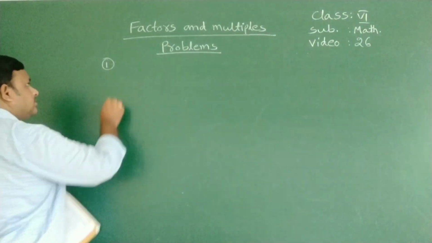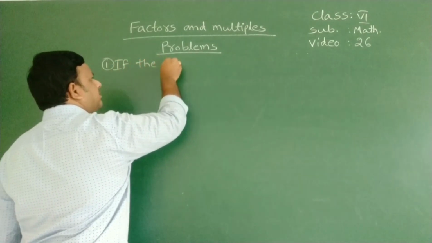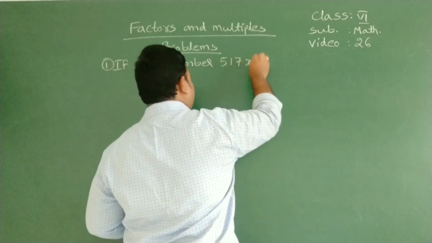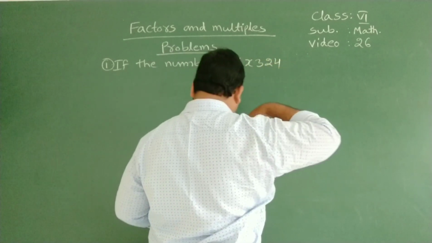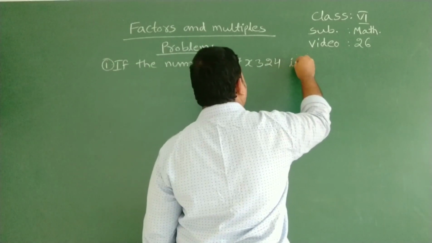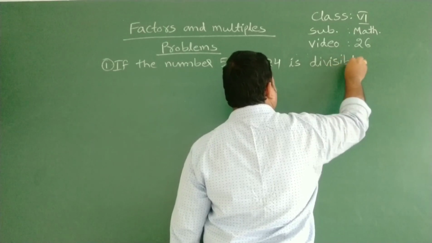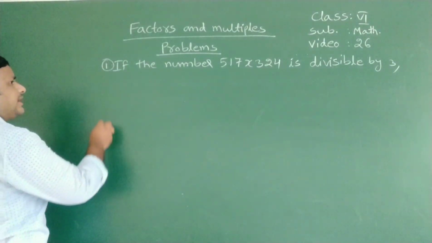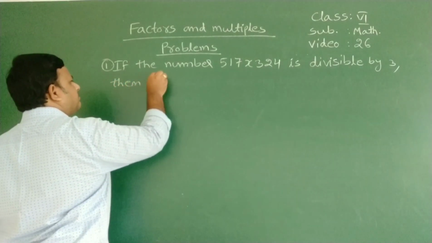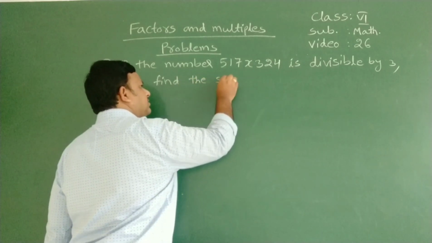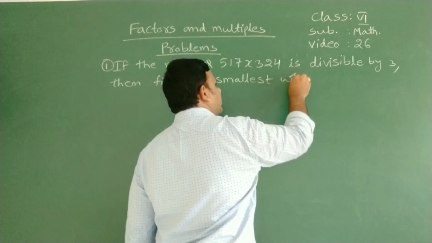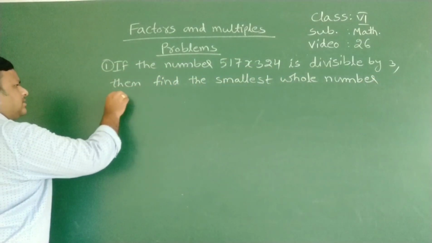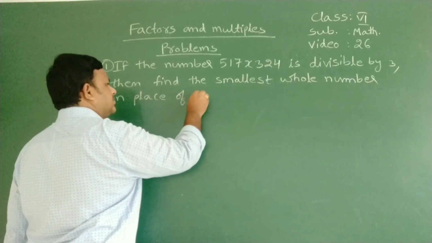If the number 517x324 is completely divisible by 3, then find the smallest whole number in place of x.